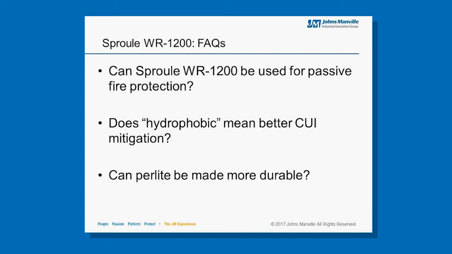However, both Thermo 1200 as well as Sproule WR 1200 have XOX Corrosion Inhibitor in the product in order to enhance the corrosion mitigation. The third question is, can perlite be made more durable? There are a number of ways to make perlite more durable. However, there are trade-offs with regards to that durability. Thermal performance is a trade-off. Other trade-offs have to do with operational manufacturing of the product. We continue to improve Sproule WR 1200 with respect to that durability. However, will it be as durable as calcium silicate? It's not necessarily possible to do that.